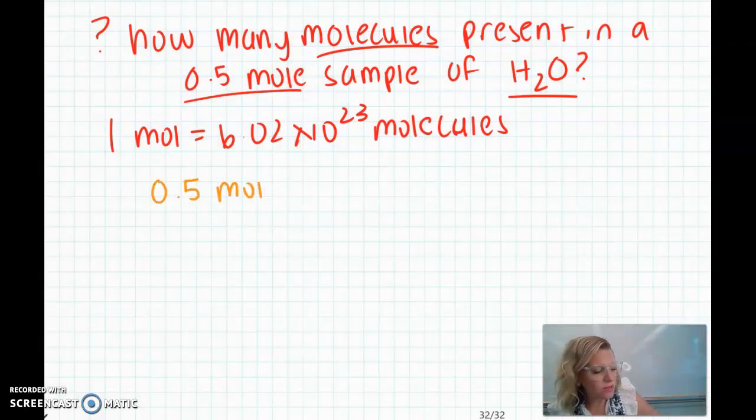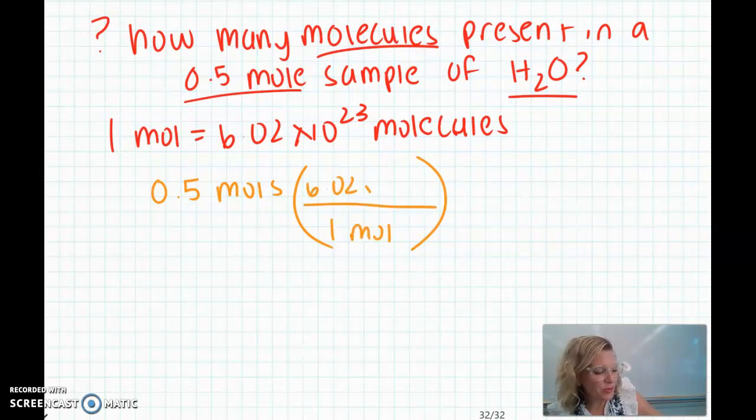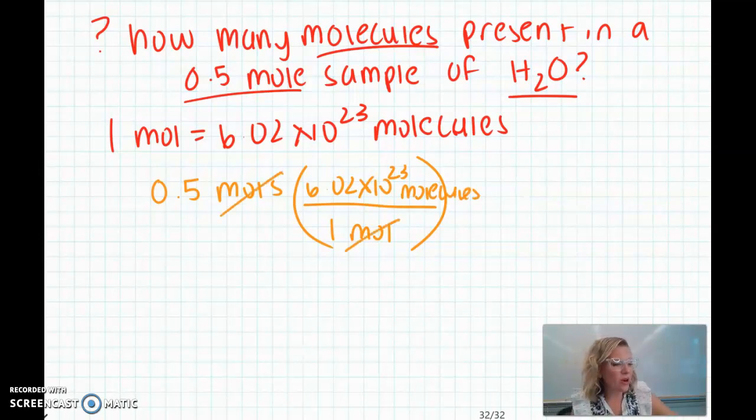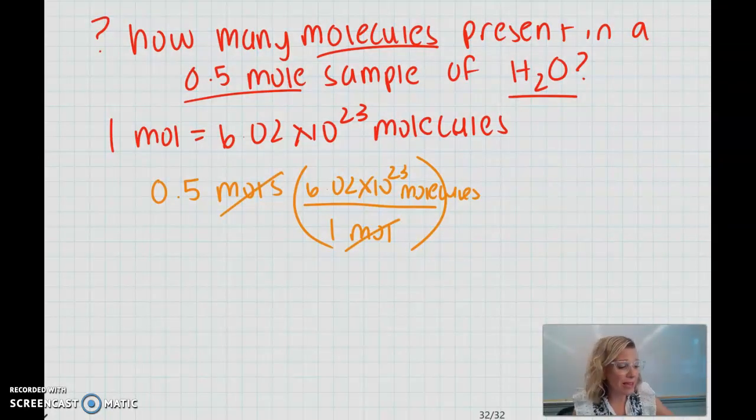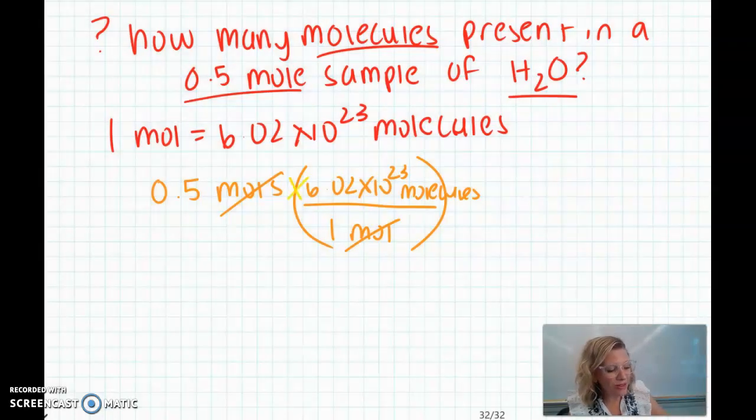0.5 moles, 1 mole, 6.02 times 10 to the 23rd molecules. Again, our units cancel, and it's already set up for us, which is amazing. So 0.5 times 6.02. Again, we get the exact same answer. We get 3.01 times 10 to the 23rd molecules.